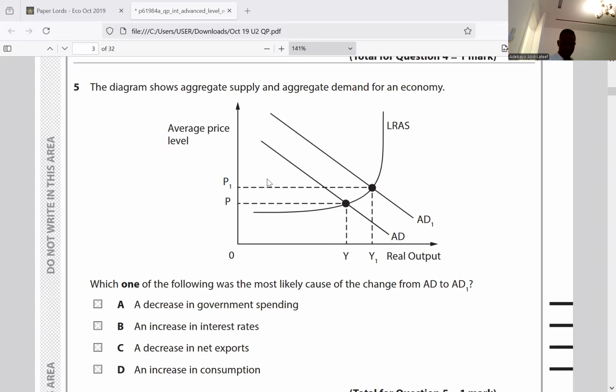So for question 5, a shift from AD to AD1 is a result of an increase in consumption. That's our answer, right? Because an increase in any of the components of aggregate demand will bring about a rightward shift in the AD curve from AD to AD1. Clear, right? So question 5 is D. Go to question 6.